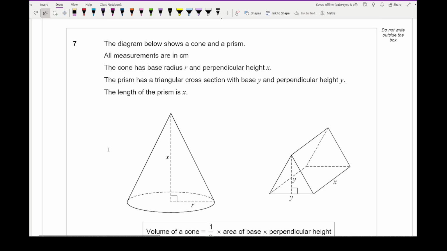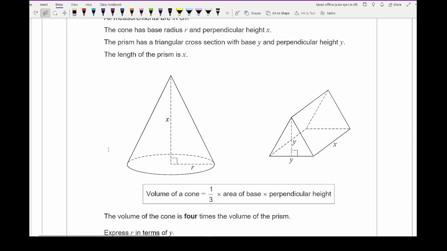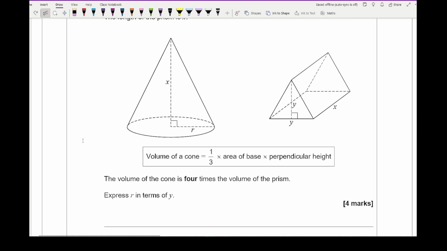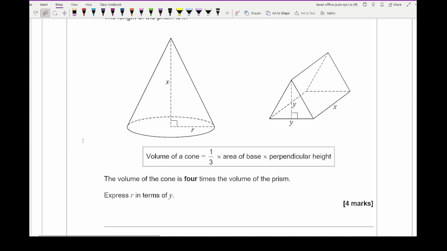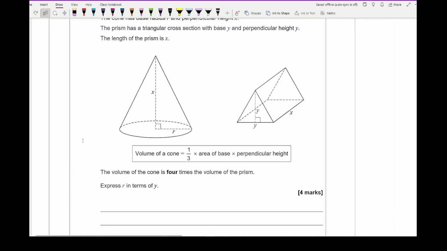Moving on to question 7, it says the diagram below shows a cone and a prism. All measurements are in centimetres. The cone has a base radius of r and a perpendicular height of x. The prism has a triangular cross section with a base of y and a perpendicular height of y. The length of the prism is x, and we've got the formula of the cone, and it says the volume of the cone is 4 times the volume of the prism, and the question is asking us to write r in terms of y. So let's just zoom out so we can see all of this in all its entirety.